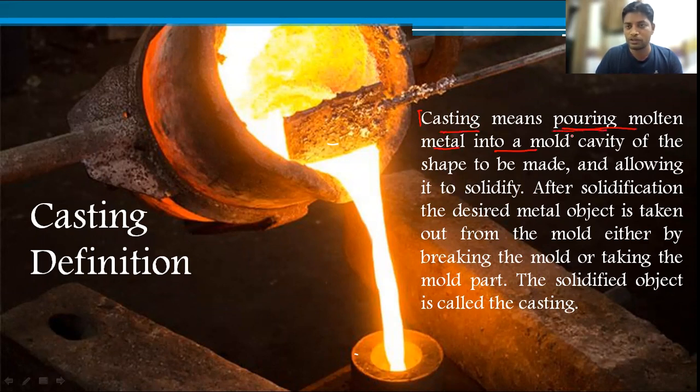Pouring means we are pouring the molten metal. Pouring means there is a molten material we have and we are pouring it somewhere. Okay, so pouring means we are depositing somewhere. Depositing, that I will discuss later on. So it means pouring the molten material, the liquid metal, into a mold cavity.